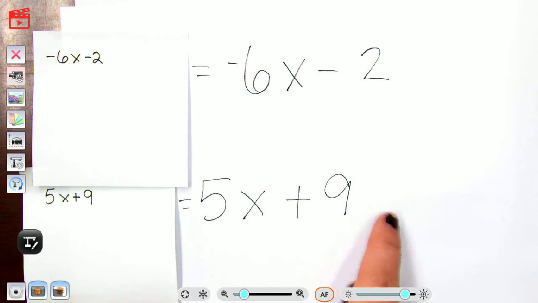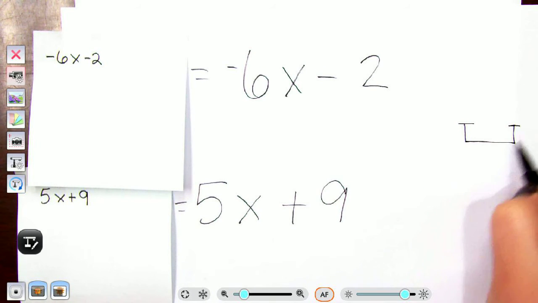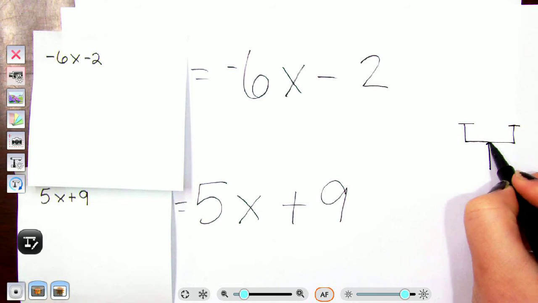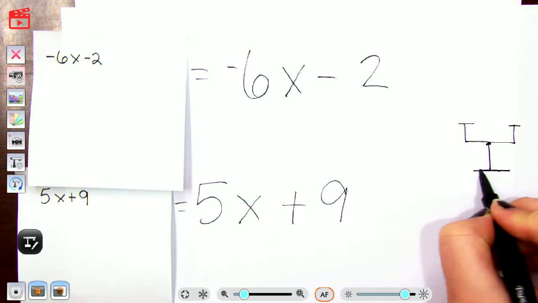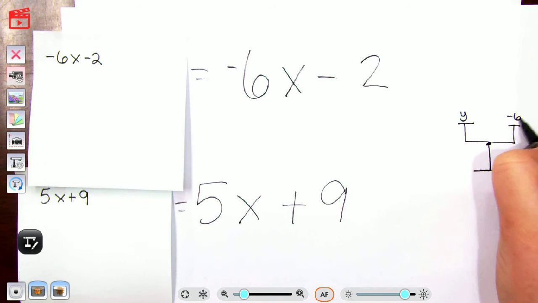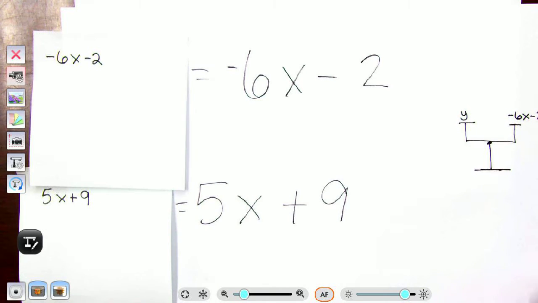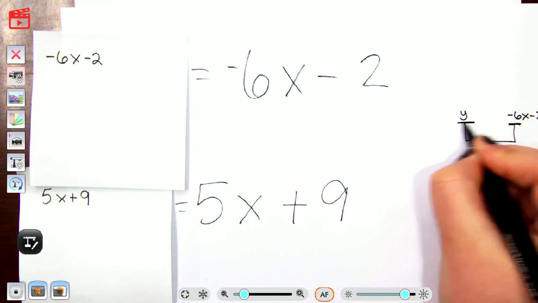These two are equivalent. Like if we had to balance one of these balances, and we had a y here and a negative 6x minus 2, they would balance, right? They would be all balanced out.